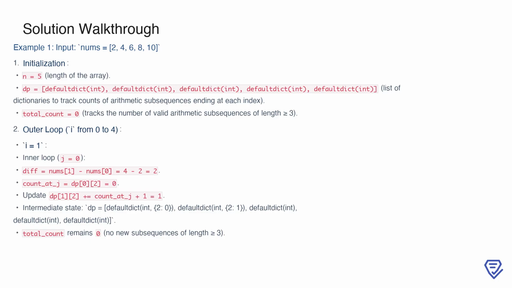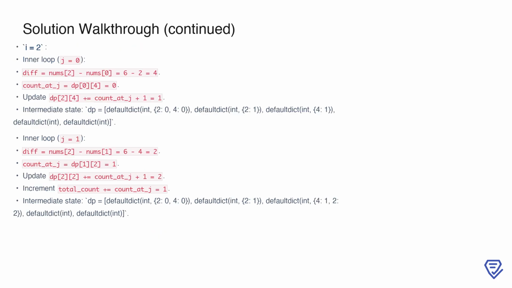The intermediate state of dp reflects this update, showing that a subsequence with difference 2 now ends at index 1. Next, for i equals 2, we check all preceding indices. Starting with j equals 0, the difference diff between nums[2] and nums[0] is 4. As there are no subsequences with this difference ending at index 0, count_at_j is 0. We update dp[2][4] by adding 1 for this new subsequence.